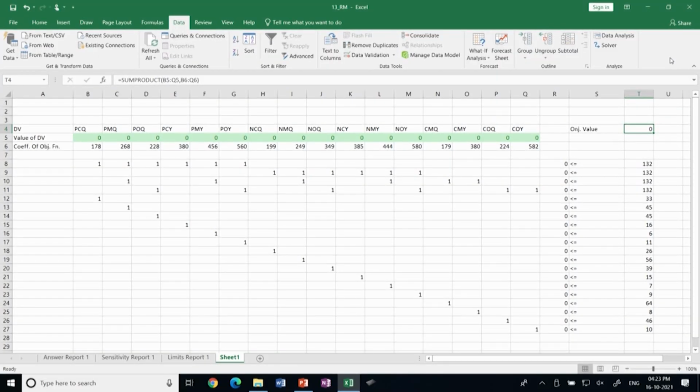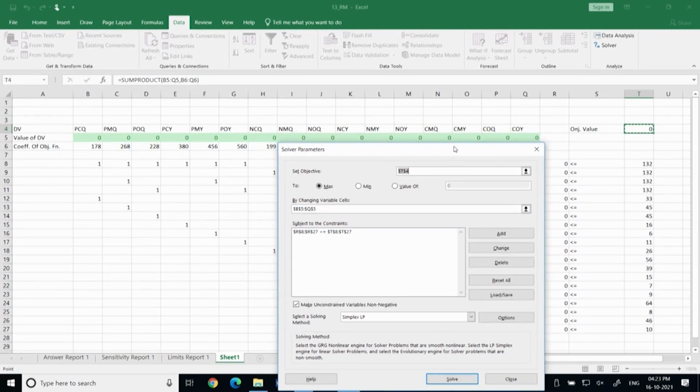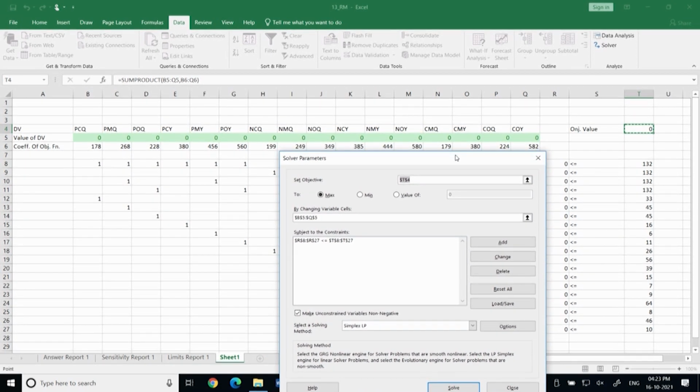Now, I have formulated a linear programming problem for the revenue management that I am going to solve with the help of Excel. I have entered the values of the decision variables, the coefficients of the objective function, the constraints, and the right hand sides. Now, I am going to solve this one. Go to Data, then Solver. The objective function value is T4, and this has to be maximized. The changing variable cells are B5 to Q5. All the constraints are of less than or equal to type, then I am going to solve it.